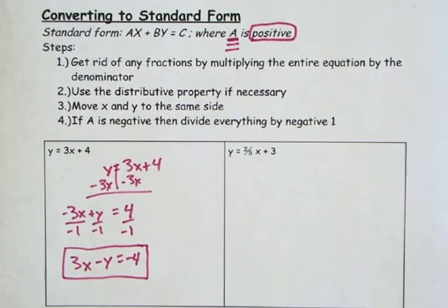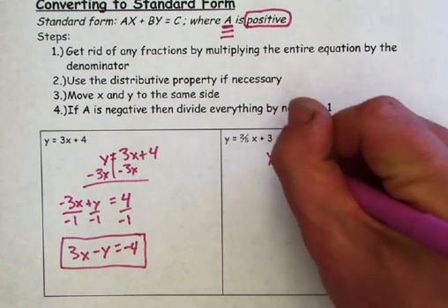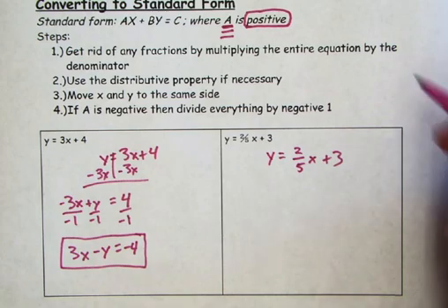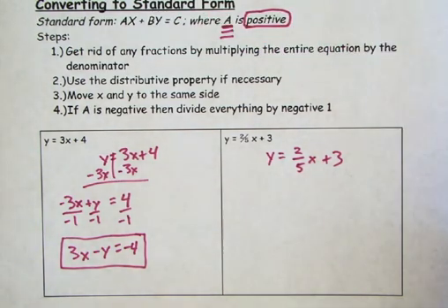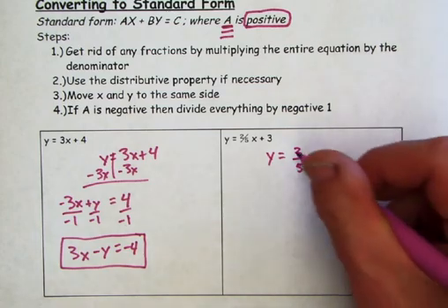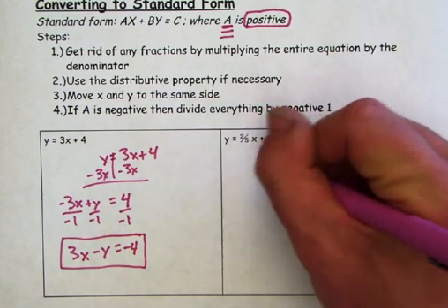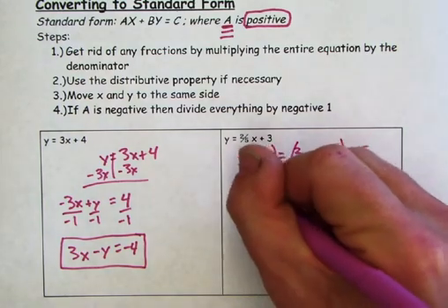Let's look at the next one. Sorry about the phone call. Here we've got y equals 2/5 x plus 3. So step 1 was to get rid of any fractions by multiplying the entire equation by the denominator. The denominator here is 5. We've got 2 over 5. So we're going to multiply by 5 over here and 5 over here, and we get 5y on this side.